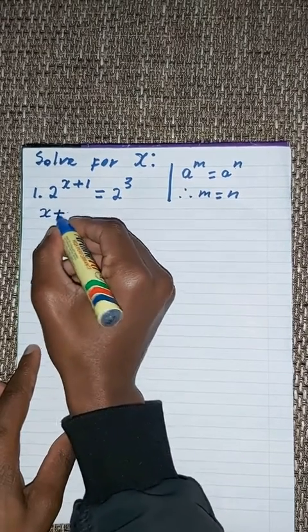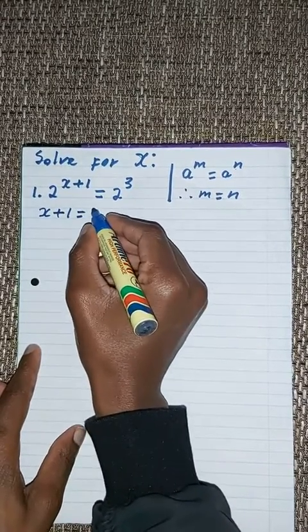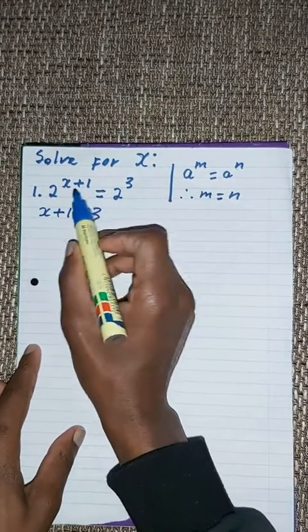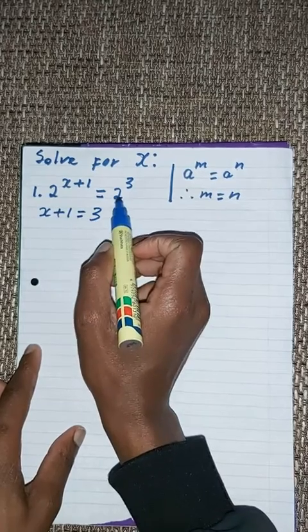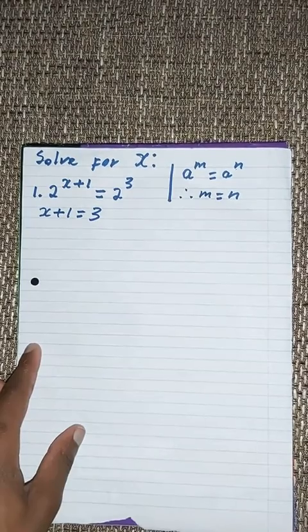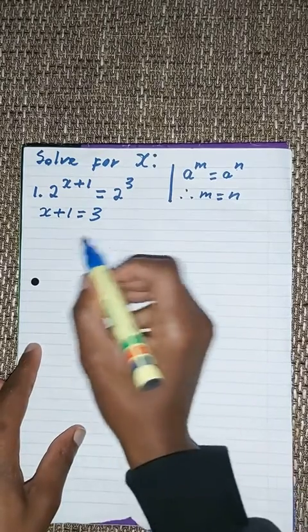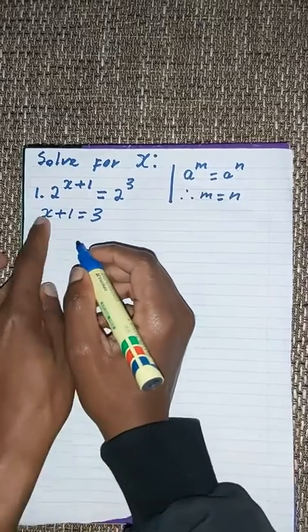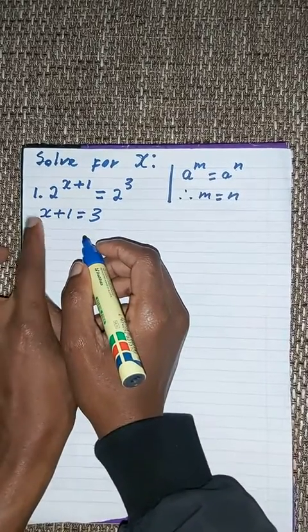So when I proceed with this problem, what I will have is x plus 1 is equal to 3, right? Because my bases are the same, I make the exponents of these similar bases to be equal to each other, all right? So when I proceed, because I'm solving for x, the aim when solving for x is to have x remaining by itself, all right?